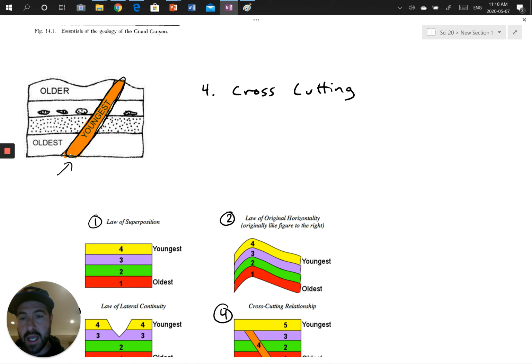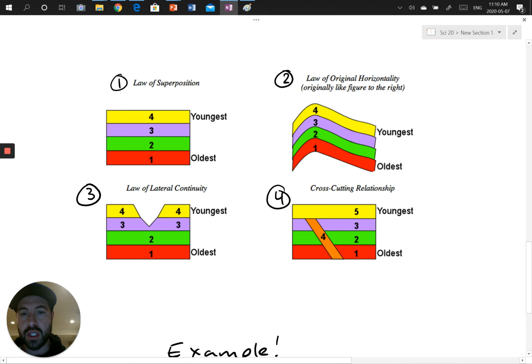Okay. So to review, we have the law of superposition, where the deepest is the oldest. We have the law of original horizontality. So I have to take the whole structure, the whole layer into account, because there could be some shifting that has occurred. The law of lateral continuity. So I may have some erosion that's occurred, but I still know that layer 4 is the same layer over here as it is over here. And then cross-cutting, where I have an igneous intrusion, some magma that's come up and cut through existing rock layers.